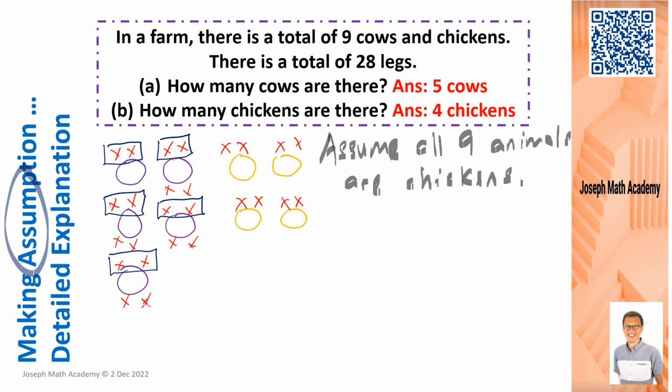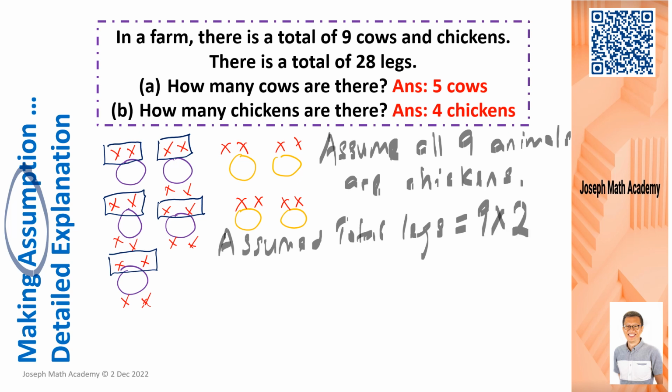After stating our strategy, assuming all animals are chickens, we can write equations. So first equation, the assumed total number of legs would be, since there are 9 animals in the farm and all are chickens, 9 times 2, which is 18. But we already know it cannot be 18, right?